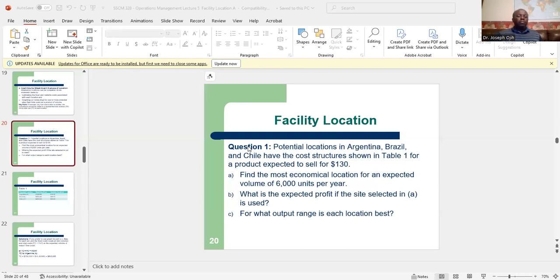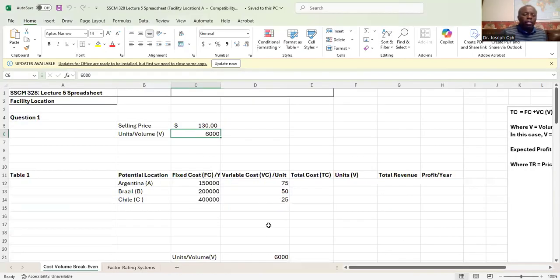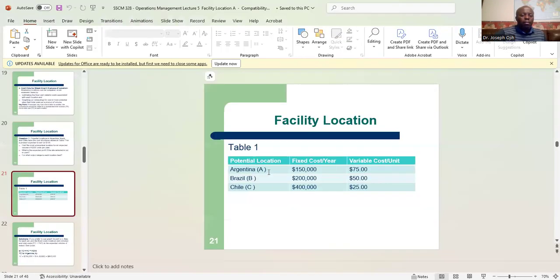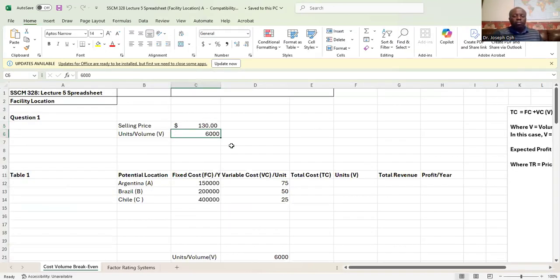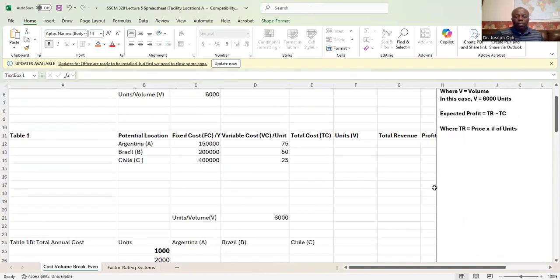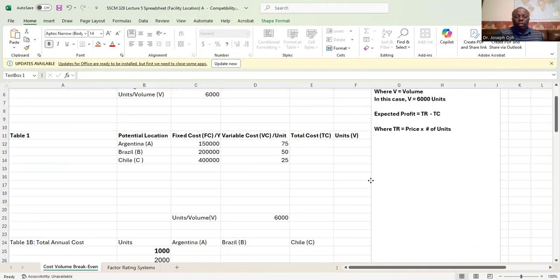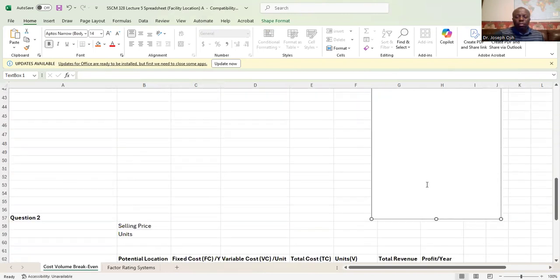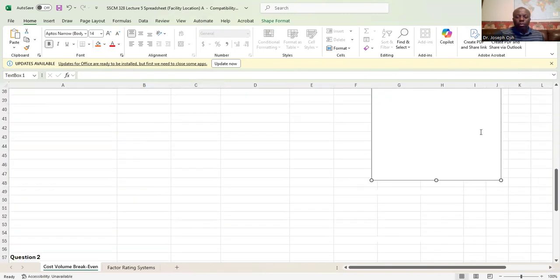Right here, you can see that this is the same table that we have in the presentation. I put it in Excel. See the selling price and the unit is 6,000. And I have some formulas that I have presented here that I'm going to use. I wonder why it is so big. Okay, I'm going to bring it up.